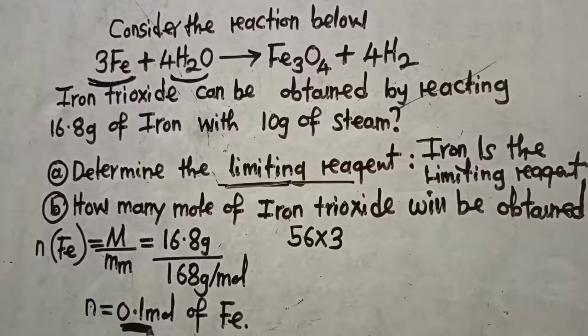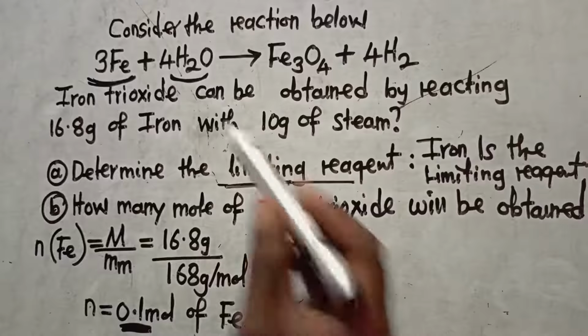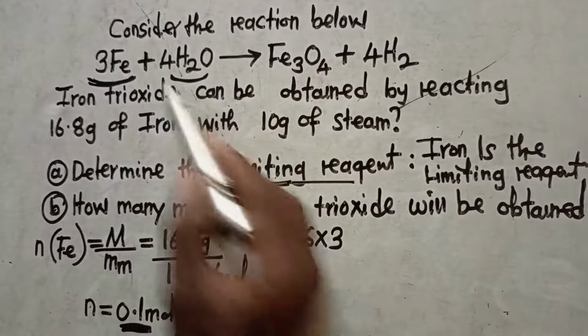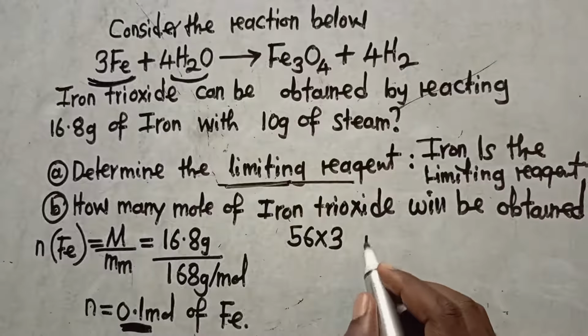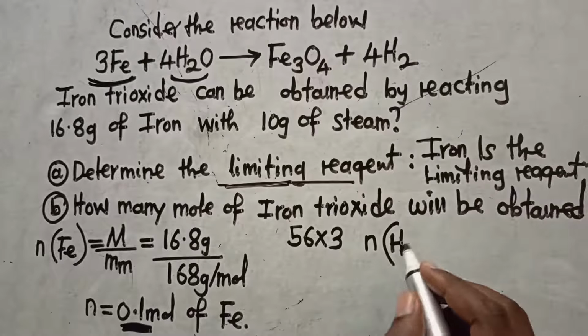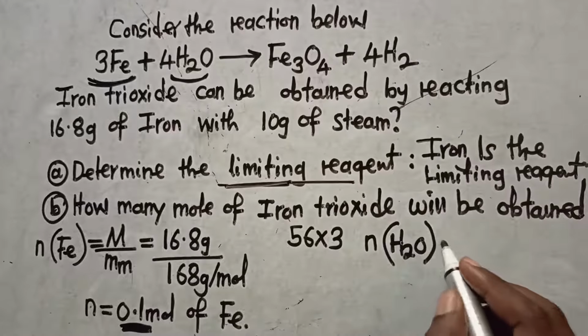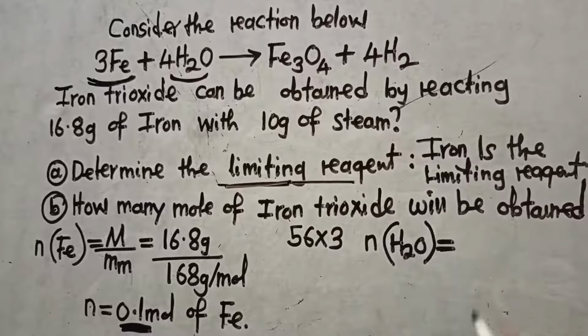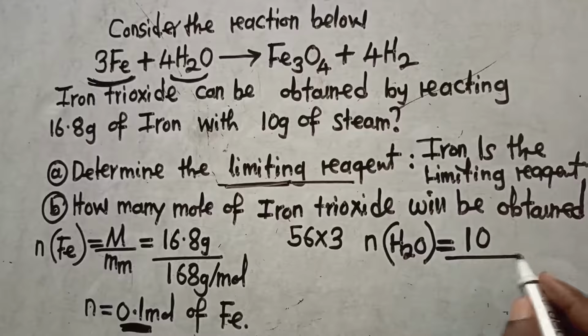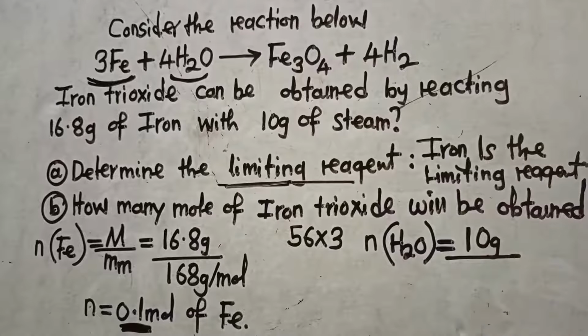These are the number of moles. I go to this one that is there. This is steam. So the number of moles for water, which is in the gaseous state, so it is steam. The mass is 10 grams, divided by molar mass. What is the molar mass for water?